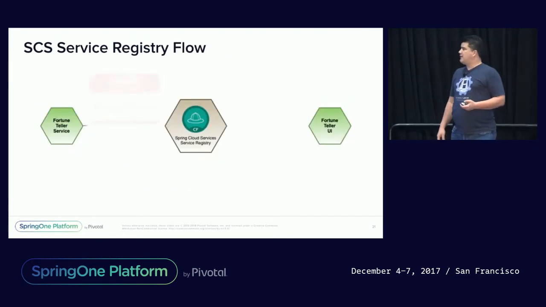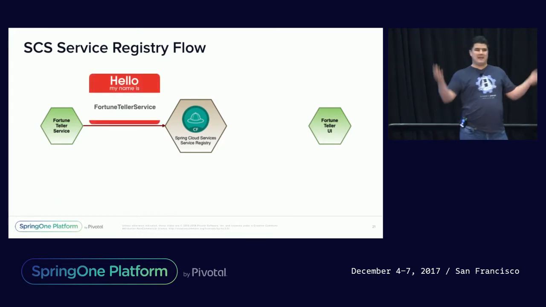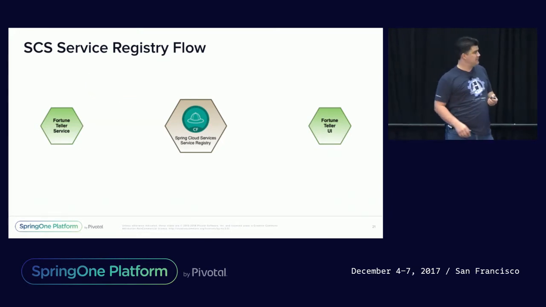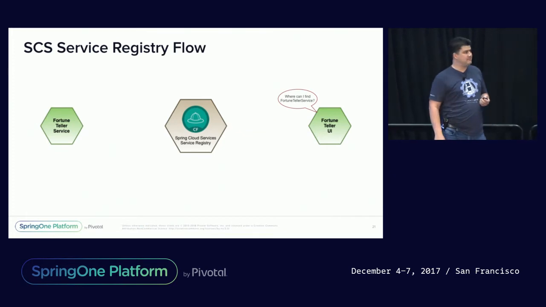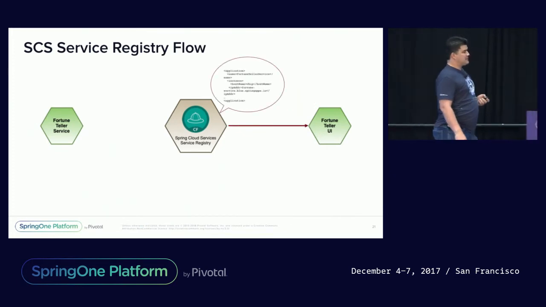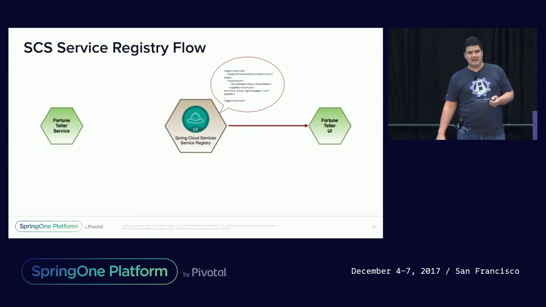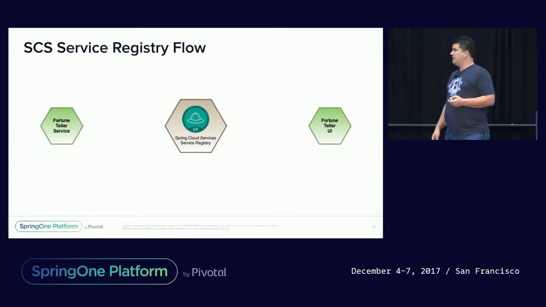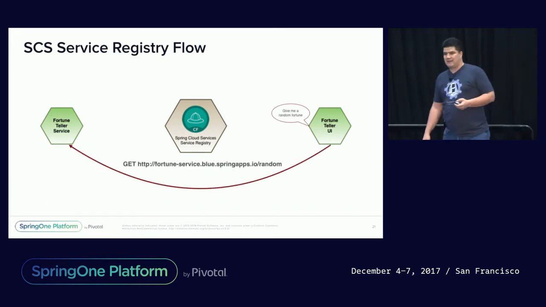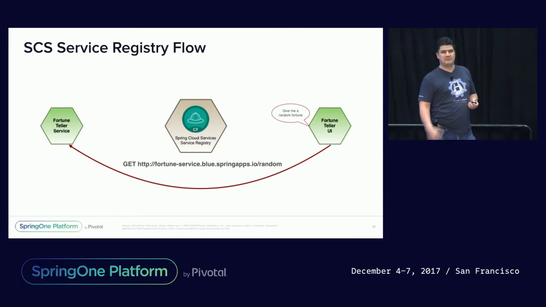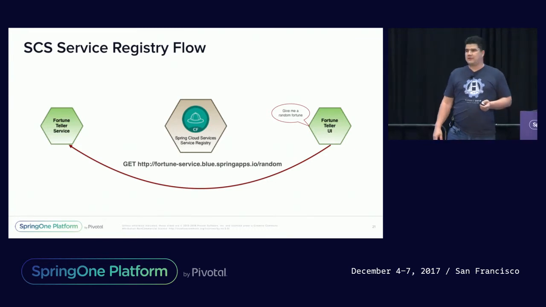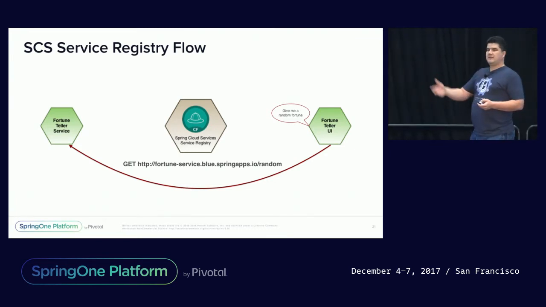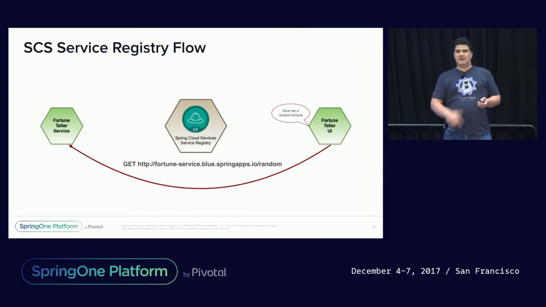Now, how this works is you've got a fortune teller service. It says, hey, I'm the fortune teller service. Hello. And then on the back end, you might have a fortune teller UI that's saying, hey, can I get one of those fortune teller services? The service registry says, here's all the information you need in order to connect to that particular service. And then the UI goes ahead and uses that information to get some information from that service. So the basic flow for service discovery is register, find a service, call the service.